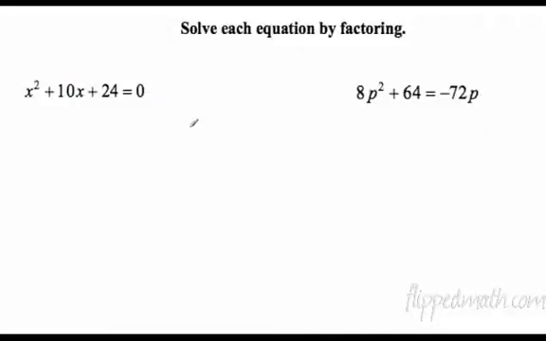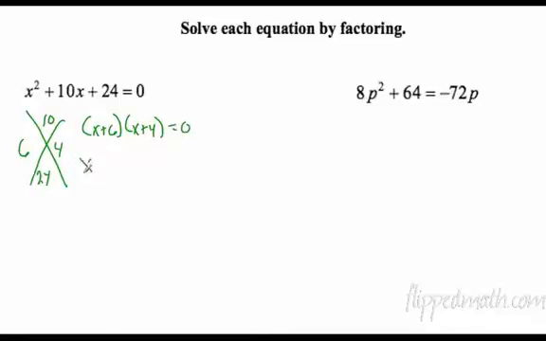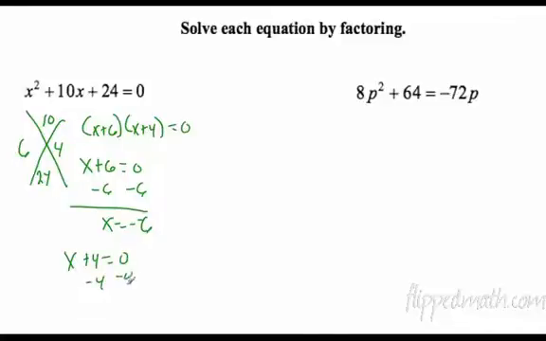And last but not least, solve by graphing or factoring. Remember, once it equals 0, we're good to factor it. So here I'm going to do 24, add 10. So that's going to be 6 and 4. So x plus 6 times x plus 4 equals 0. Once I have my 2, I set them each equal to 0. Subtract 6. So x could equal negative 6. Or x plus 4 equals 0. Subtract 4. X could equal negative 4.